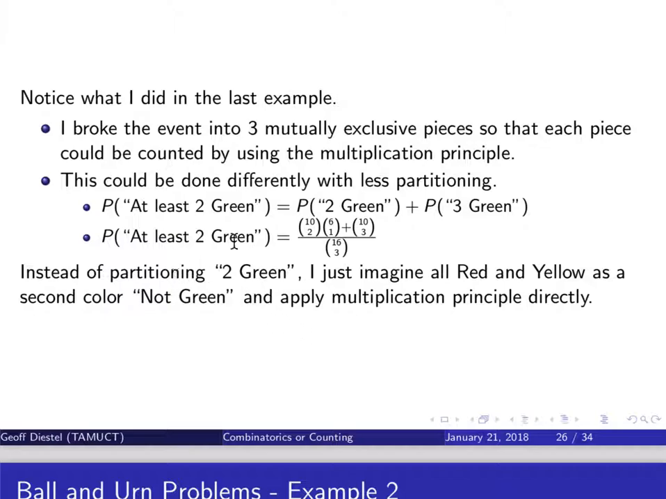Instead of partitioning the sub-event "exactly 2 green" into specific cases, we can consider this as a single case with the multiplication principle. A sample of 2 green balls means it has 2 green and 1 non-green. So we can relabel in our mind all the non-green colors as one single other color. And since there's 6 of those balls, we can just say, let's choose 2 green and then 1 non-green, or we choose 3 green. And then we divide that by 16 choose 3 to get the probability. And it's the same value.